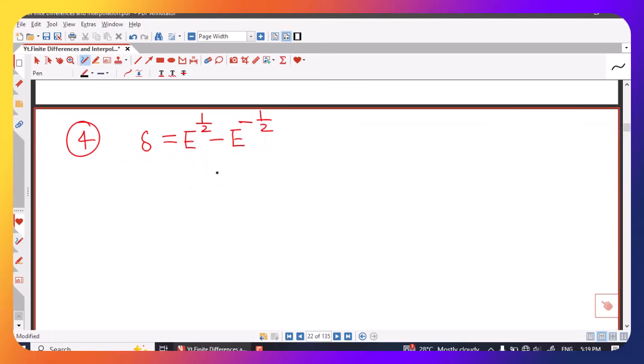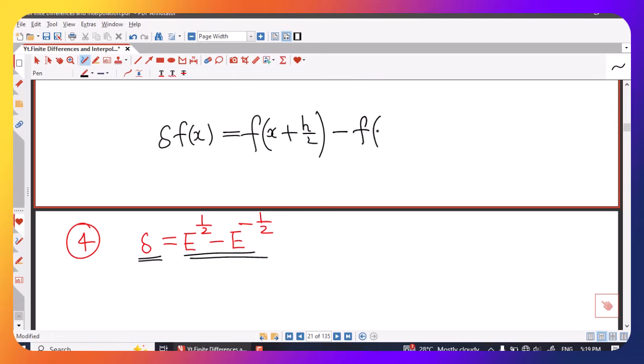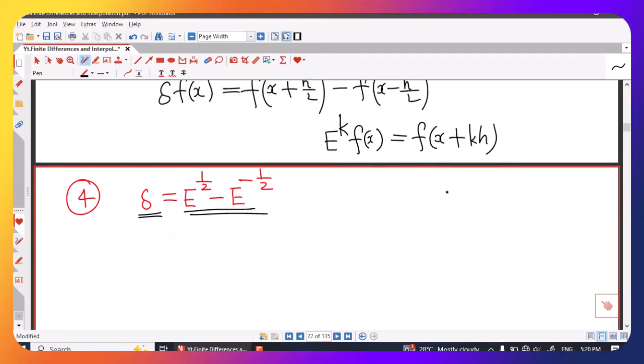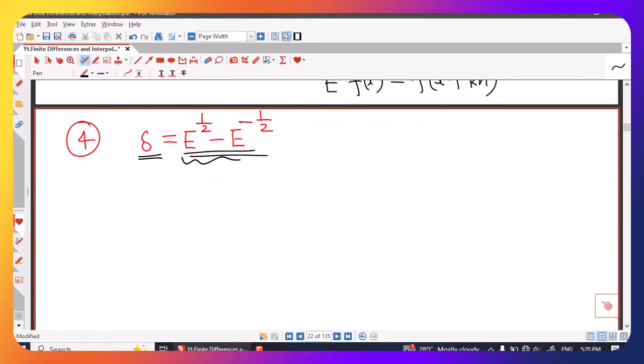And here I have written the relationship between central difference operator and shift operator. And we recall the definition of central difference operator. We know that delta f(x) is given by f of x plus h by 2 minus f of x minus h by 2, and we will use this also. If we have e to the power k f(x), then this is going to be f of x plus k times h. So either we can start from delta f(x) or we can start from the right hand side.